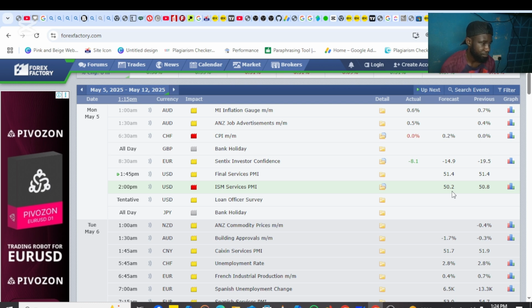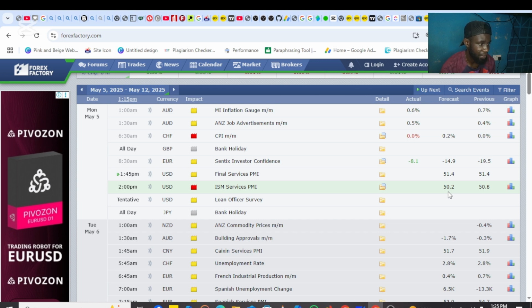For instance, please watch here carefully. This is the previous news. 50.8 is higher than the current one we are expecting. We are expecting 50.2. So as far as the previous figure is bigger than the current expected figure, that means this news is going to be bearish. The news is going to be bearish.